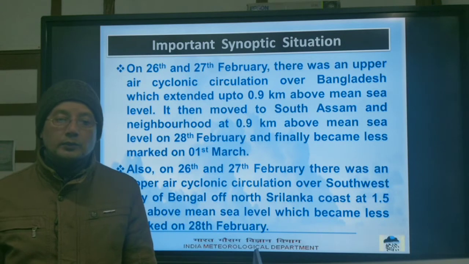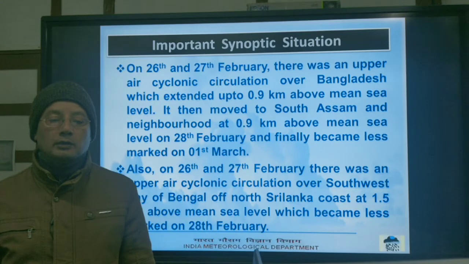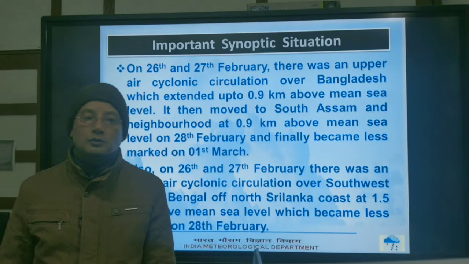Also on 26th and 27th February, there was an upper air cyclonic circulation over southwest Bay of Bengal off North Sri Lanka coast at 1.5 kilometers above mean sea level, which became less marked on 28th February.